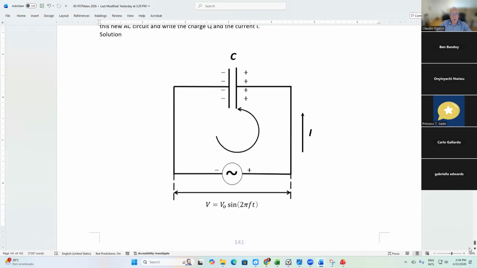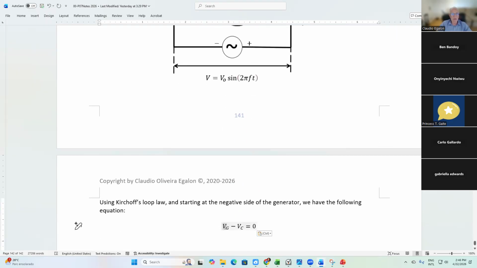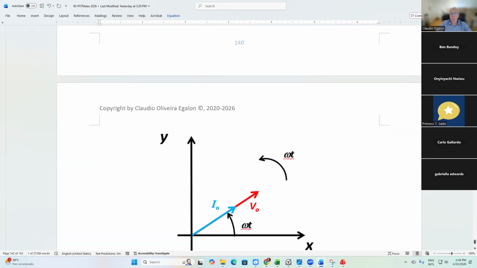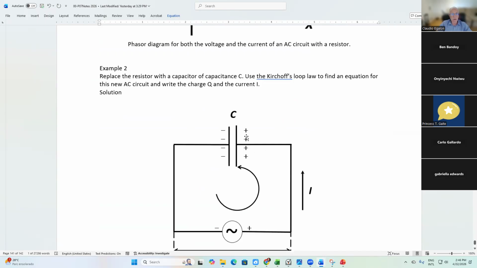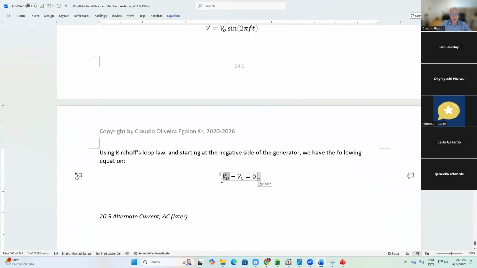Just like before, we start right here at this point, we cross the generator. We have the first term that's going to be VG. Then we move along the circuit, cross the capacitor. We're going from a position of positive charges to negative charges. What does it mean? It means that they are going from a point of higher potential to a point of lower potential. And when we do that, we must have a negative sign here for the voltage across the capacitor.